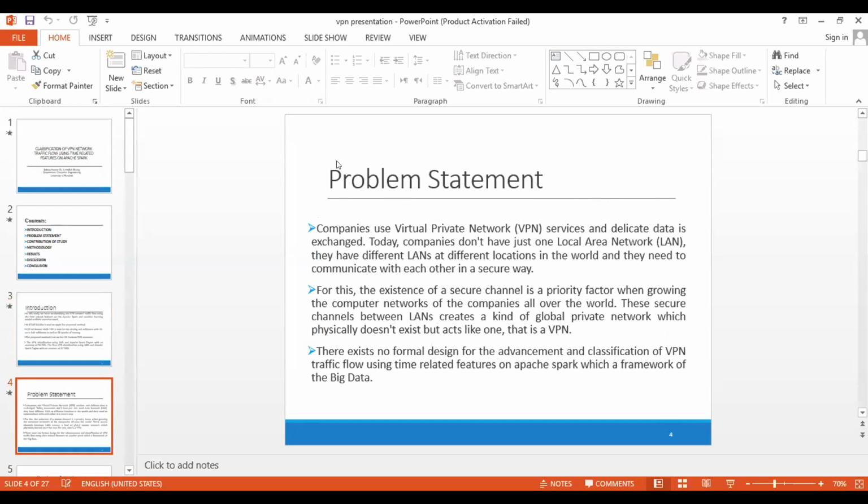The internet is growing, no doubt about it. Communication between computers is also growing in the form of email, instant messages, remote control, and so on. This kind of service is used by companies, and these companies have different LANs in different locations. The priority is having a secure channel. These secure channels between LANs created a kind of global private network. There is no formal design for the advancement and classification of VPN traffic flow using time-related features on Apache Spark with a big data framework.